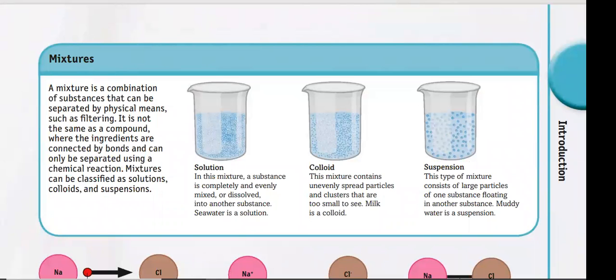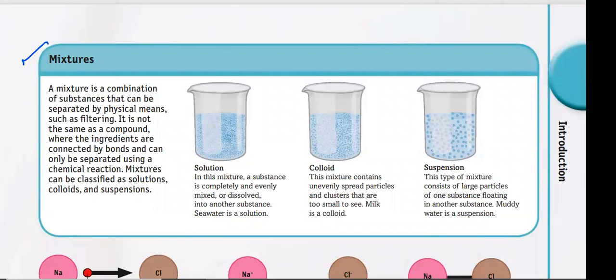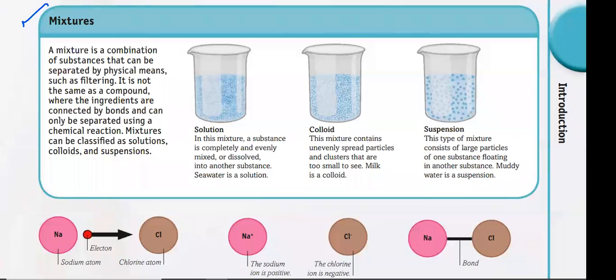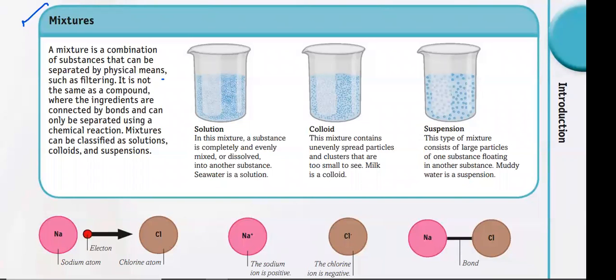Next, we will see a few pieces of information related to mixtures. A mixture is a combination of substances that can be separated by physical means such as filtering. It's not the same as a compound, where the ingredients are connected by bonds and can only be separated using chemical reactions. Mixtures can be classified into solutions, colloids, and suspensions. So three types are there in this.